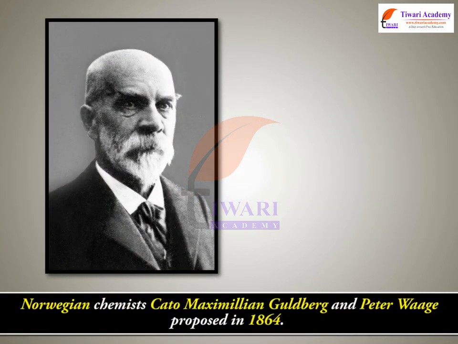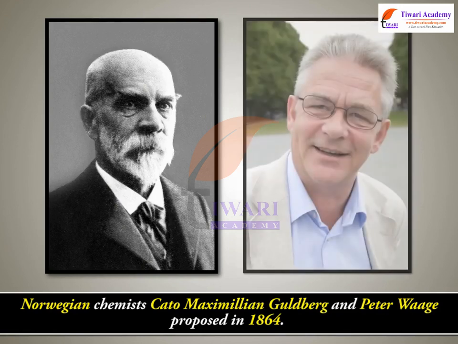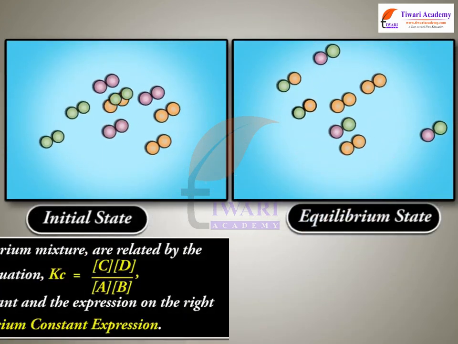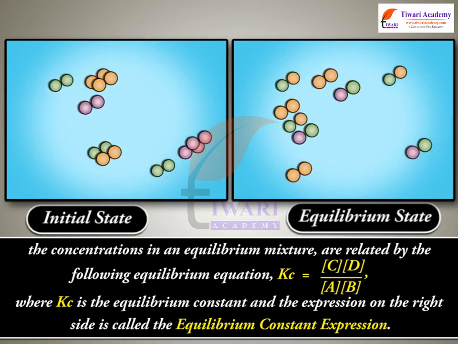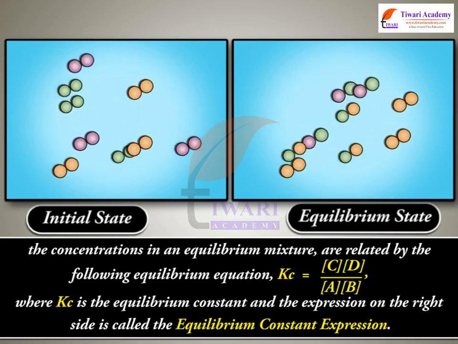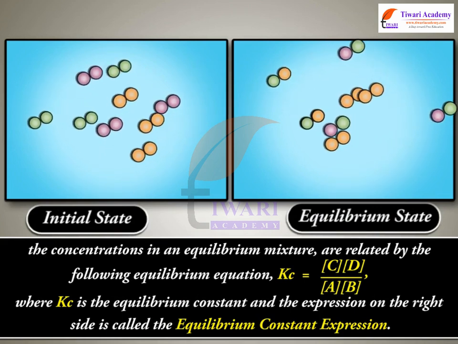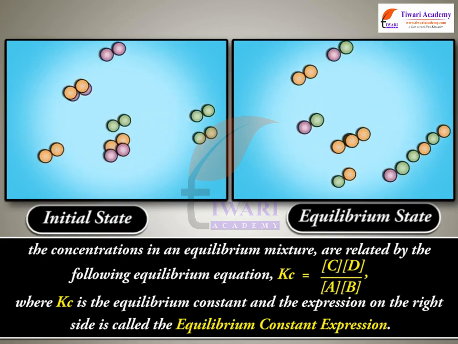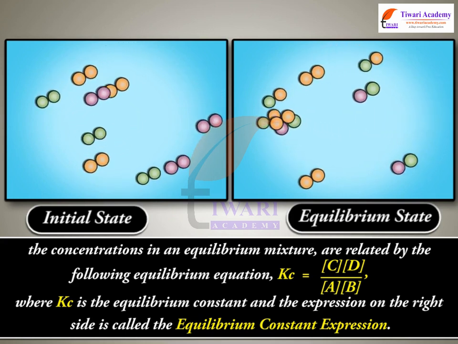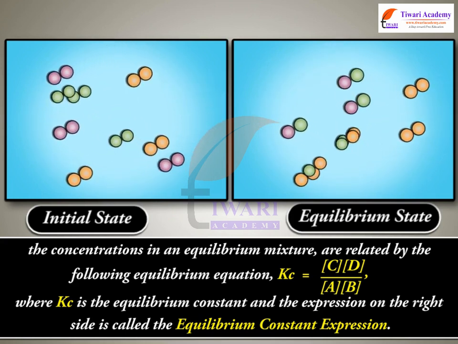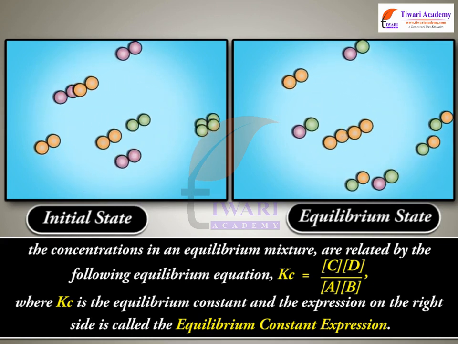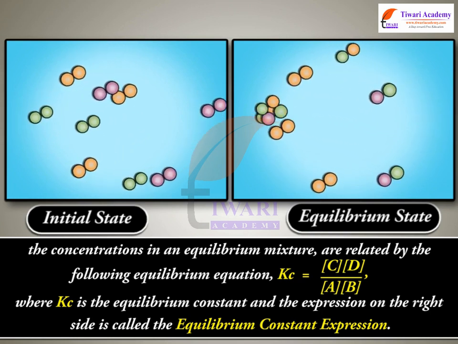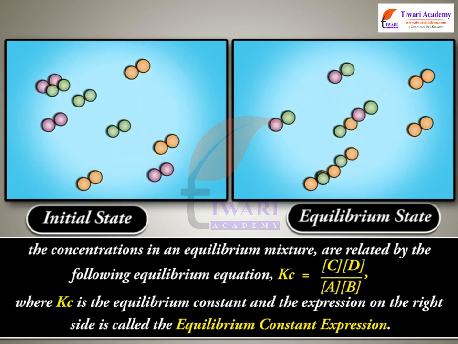Norwegian chemists Cato Maximilian Guldberg and Peter Waage proposed in 1864 that the concentrations in an equilibrium mixture are related by the following equilibrium equation. Kc is equal to concentration of C into concentration of D upon concentration of A into concentration of B, where Kc is the equilibrium constant and the expression on the right side is called the equilibrium constant expression.